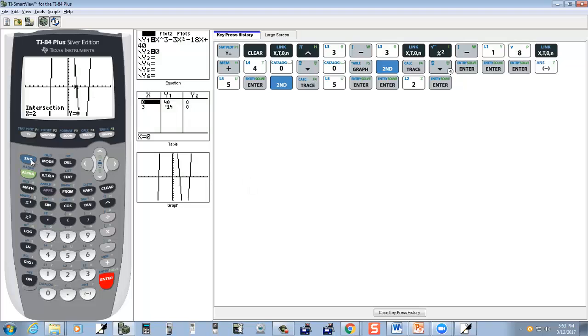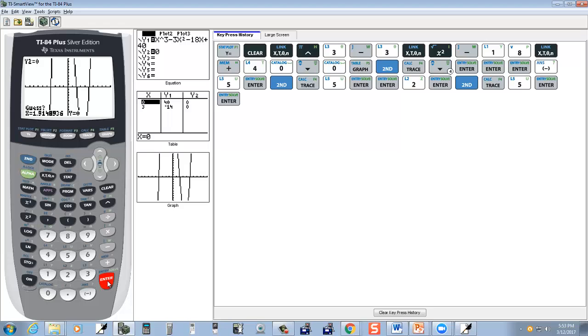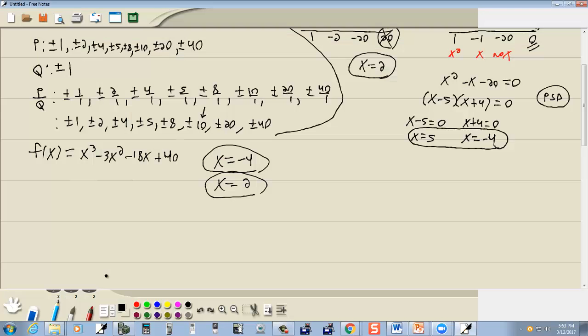Now we got another answer. So we'll do second trace, choose intersect, enter our first curve, enter our second curve. There's another way to do your guess. You can input an x value close to your answer, you can input what you think the answer is, or you can use your arrow keys to move your flashing cursor over close to the one you're trying to find. Now it doesn't have to be right on top of it, it just has to be closer to it. So you see my flashing cursor is really close to it now, so let me just go ahead and press enter. And it'll find whichever answer is closest to. And it tells us x equals 5.